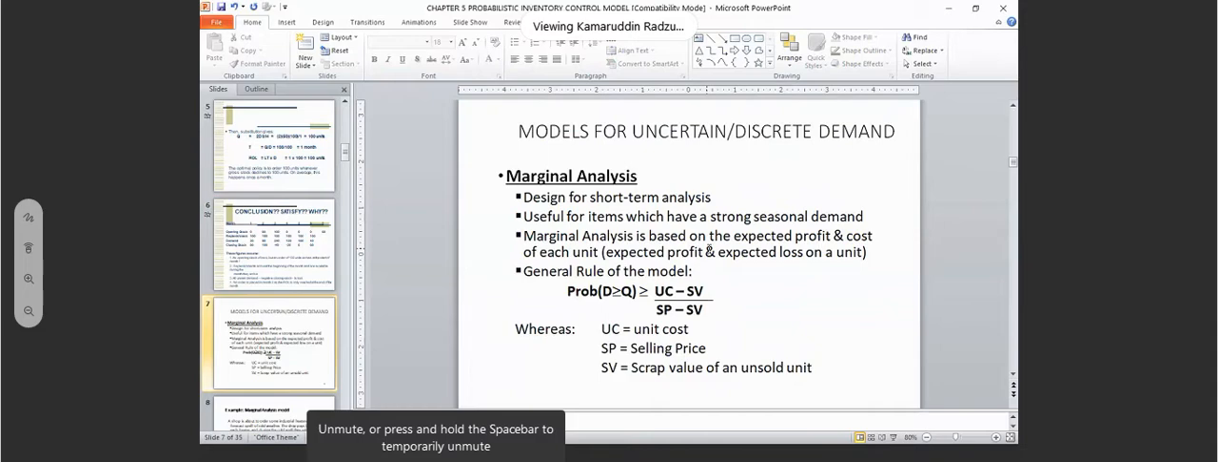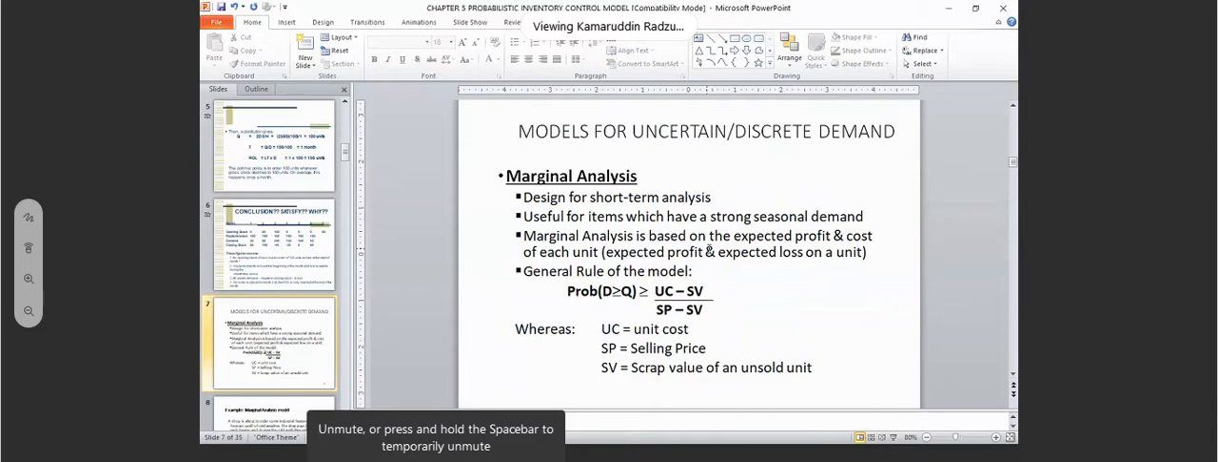So this model is more applicable for the item that have a strong seasonal demand. And marginal analysis is based on the expected profit and cost of each unit. So we need to expect what is the profit, to expect what is the loss on the unit. There are general rules that apply for this marginal analysis, where the probability demand must be bigger or equal than Q.